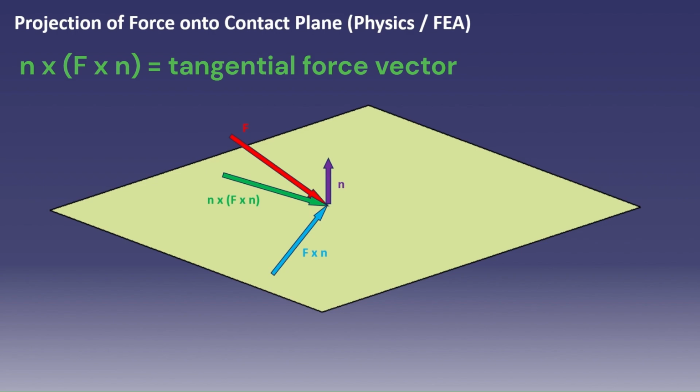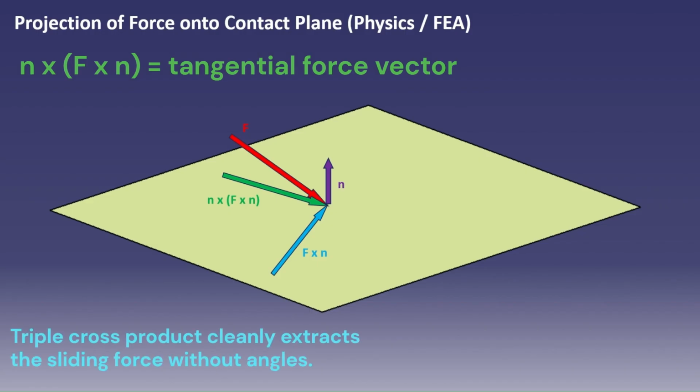This is a classic triple cross product. Now the main question is, why do we use this method? Because it gives a direct vector projection onto a plane, it is numerically stable, and it avoids computing angles or trigonometric functions. That's why triple cross products are widely used in FEA contact mechanics, friction models, and physics engines.